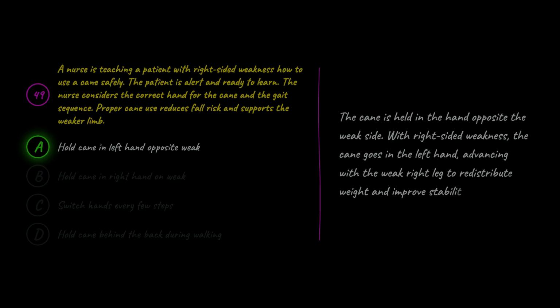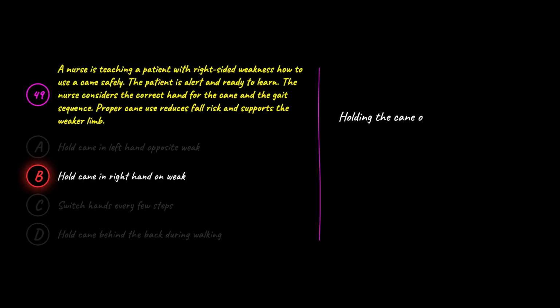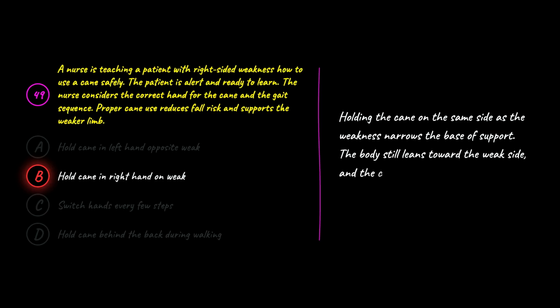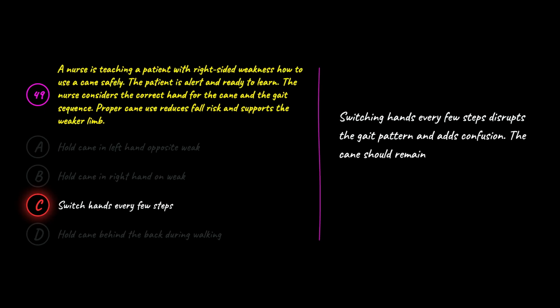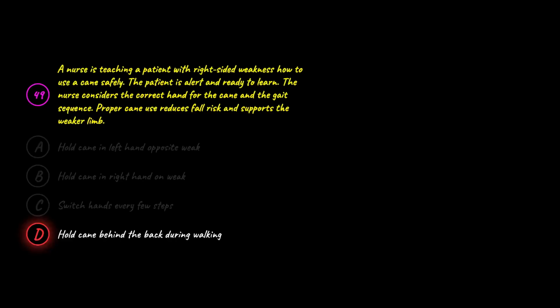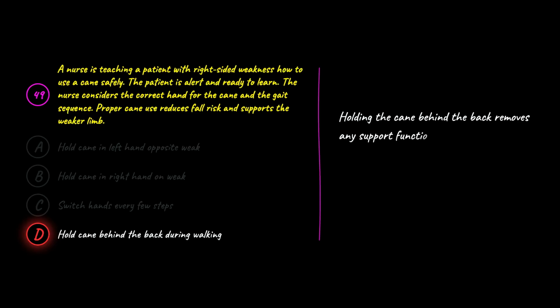improve stability. B is wrong because holding the cane on the same side as the weakness narrows the base of support. The body still leans toward the weak side and the cane cannot widen the base or share the load effectively. C is wrong because switching hands every few steps disrupts the gait pattern and adds confusion. The cane should remain on the strong side throughout walking so the patient can develop a steady, predictable pattern of movement. D is wrong because holding the cane behind the back removes any support function it provides.